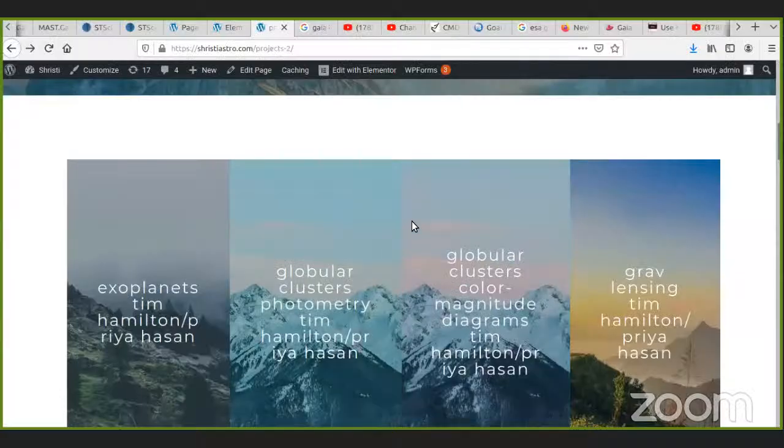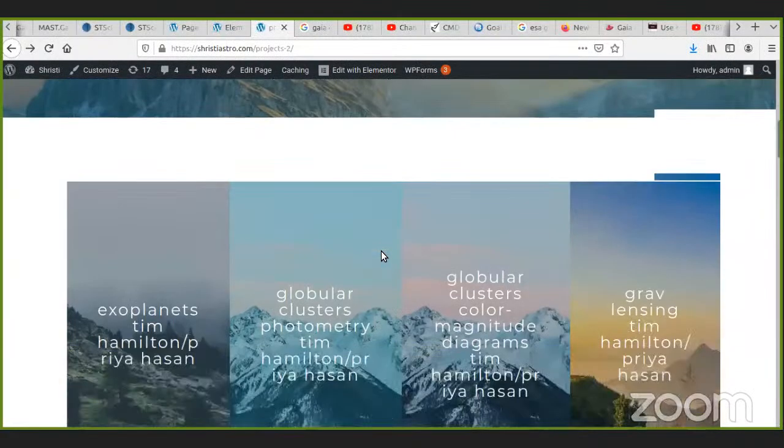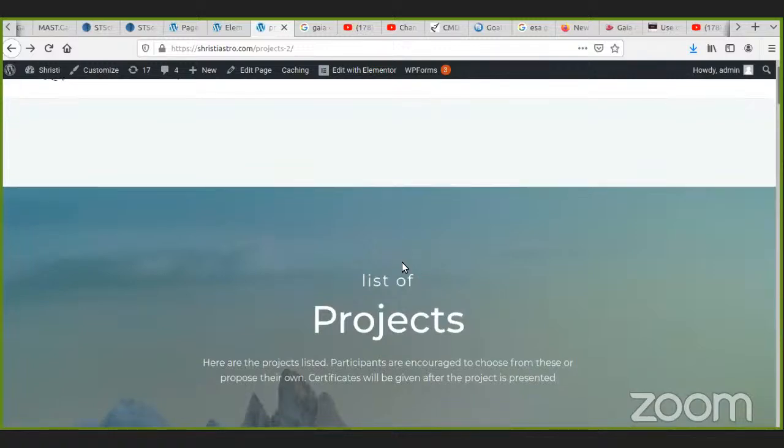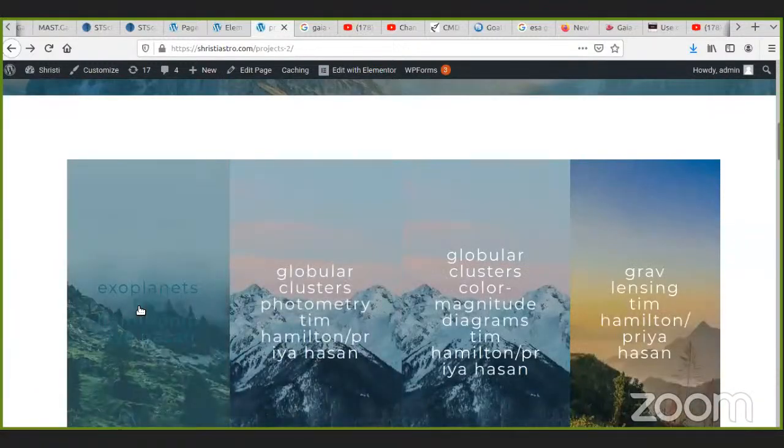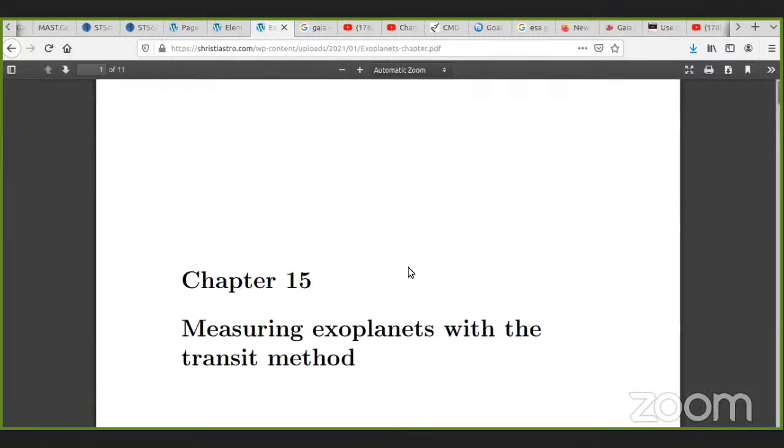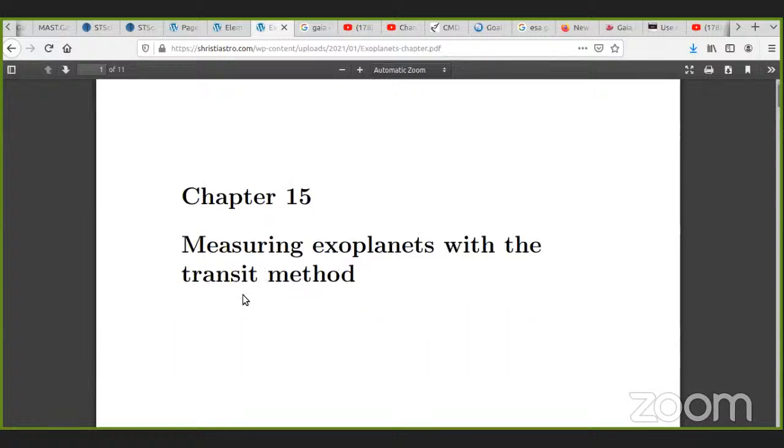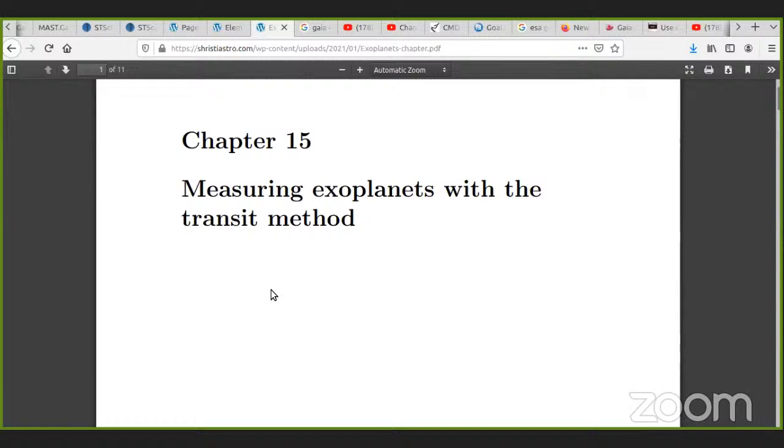If you come on to our projects page, right? This is the main projects page which we have. If you click on exoplanets, right? What I've done is I've directly linked it to a document. The document is the one given to us by Timothy Hamilton, which is on how to measure exoplanets with the transit method. Now, by transit method, you basically mean you are getting a light curve, right?